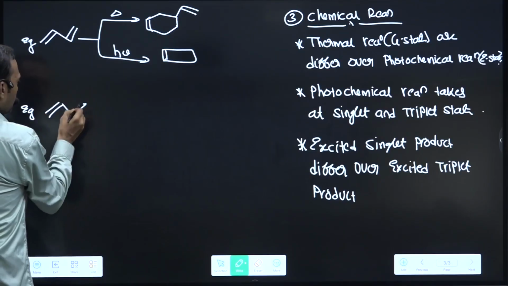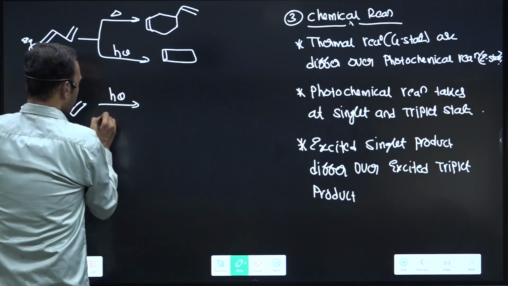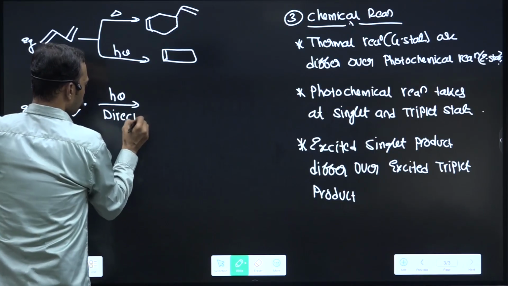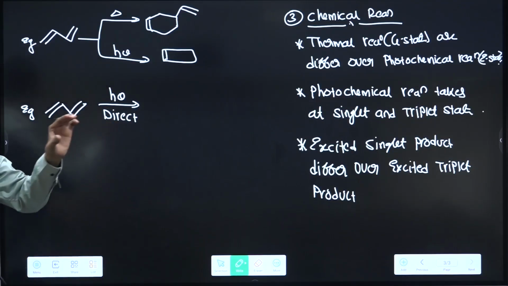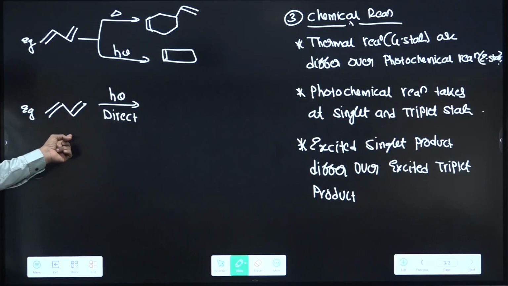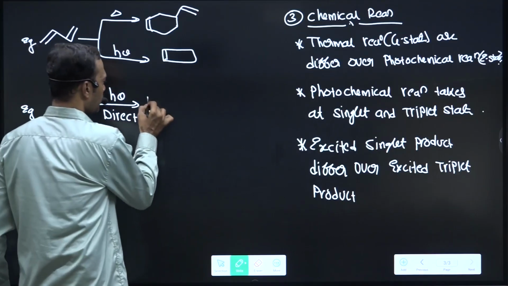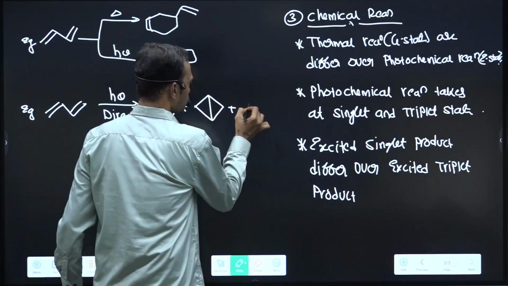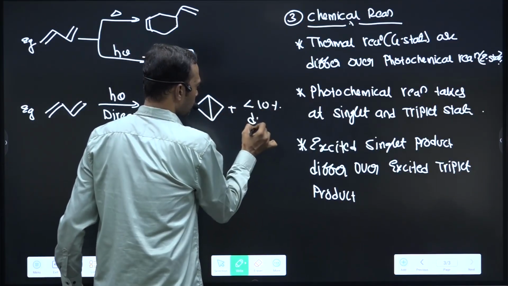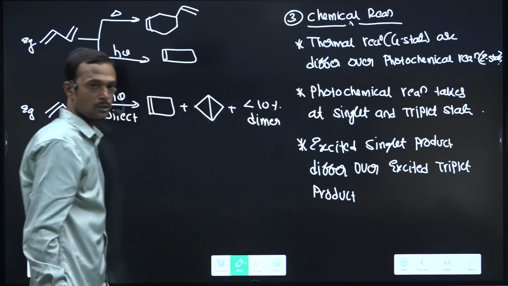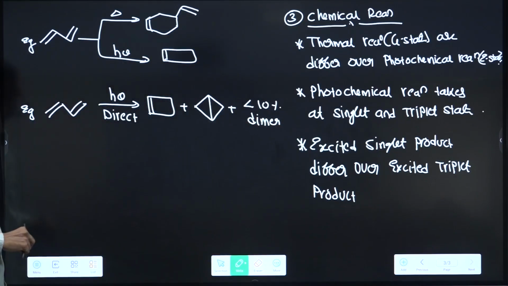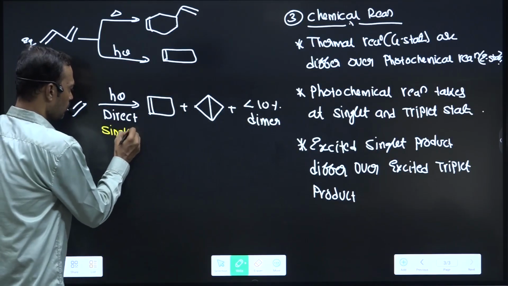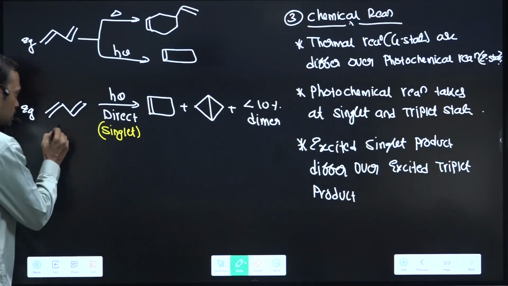See, if I take the normal molecule, photochemically direct means what? What is the meaning of direct? Directly irradiating. Is it possible to generate the triplet state? No. So at that time you will get the normal product, less than 10% of dimer. Less than 10% of dimer is possible. So which state is it? Singlet state. It is a singlet state reaction. Direct means singlet.